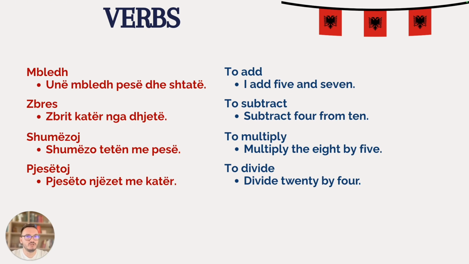Shumëzoj, to multiply. Again in the imperative. Shumëzo 8 me 5. Multiply the 8 by 5. Then we have pjestoj, to divide. Pjesto 20 me 4. Divide 20 by 4.